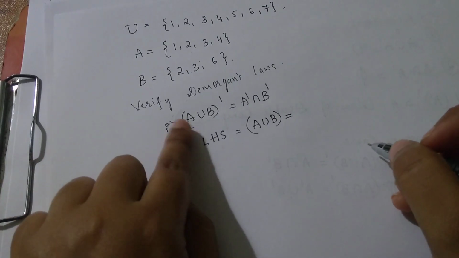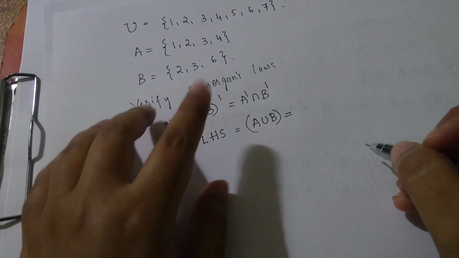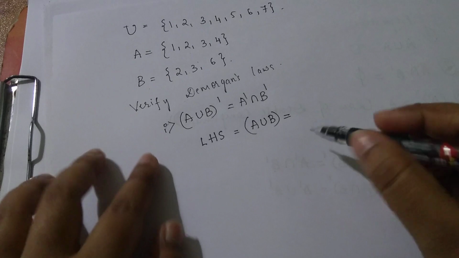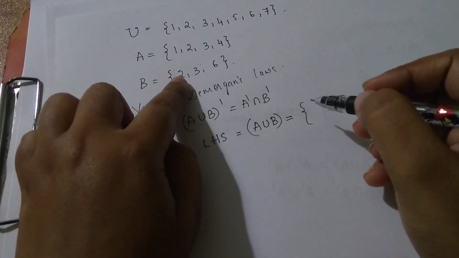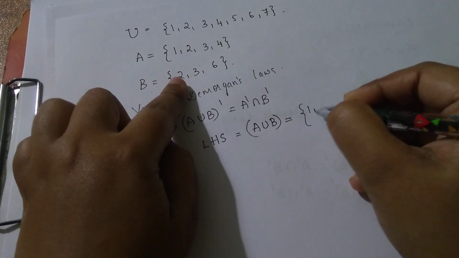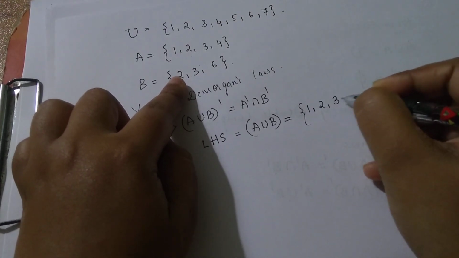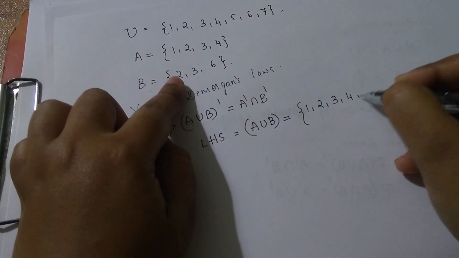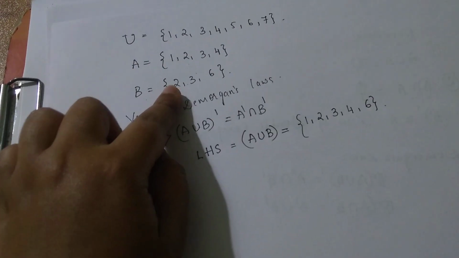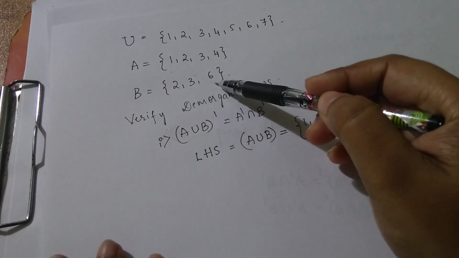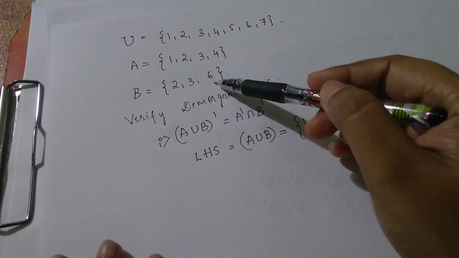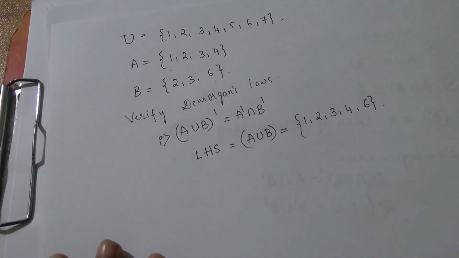Am I correct? First we take A union B, then we have to take the complement of A union B. So first find A union B. So here is A, here is B. What is A union B? Combining both the sets: 1, 2, 3, 4 and 6. This is A union B: 1, 2, 3, 4, 6. Without repeating the elements, you are combining A and B, you get A union B.